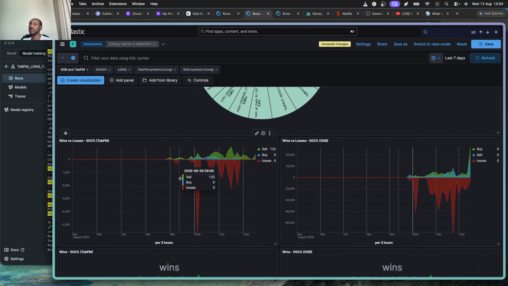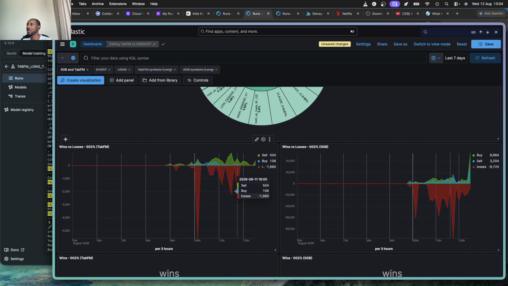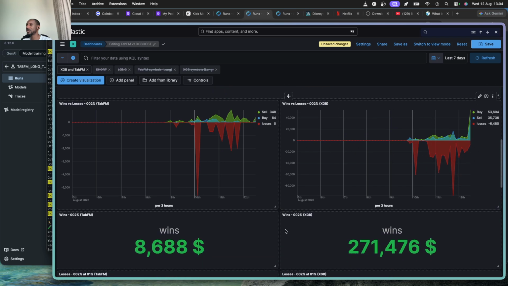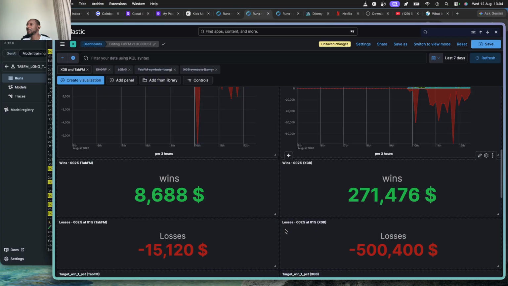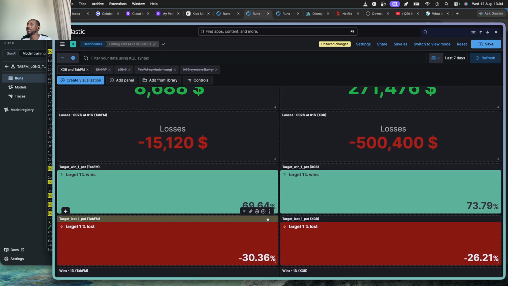And then you have your win versus loss again. This is at a 0.02%. So we can see how that's going. Huge loss, bigger losses, and over there, this is a loss. This is also a loss. Not more losses than that, but just okay.